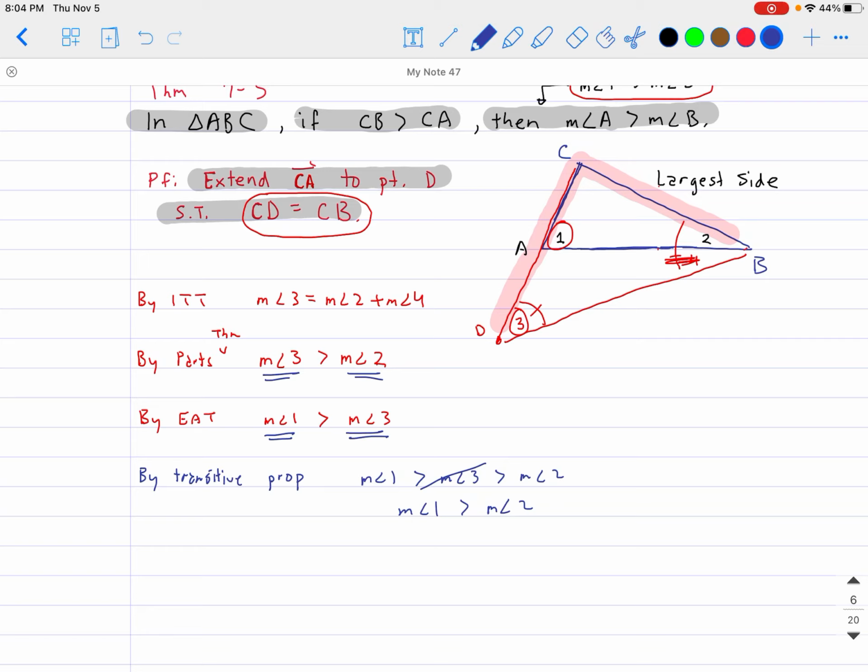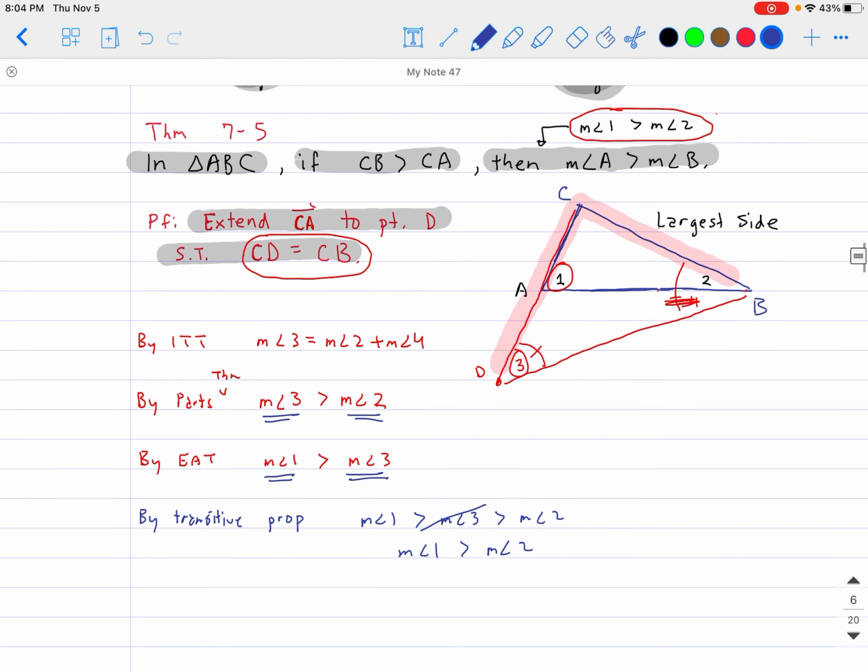Can we use it to show the other angles true? Yes, you definitely can. You can just go ahead and extend AB, if you want to look at angle C, and do exactly the same proof. But since the proof is exactly the same, we're just going to do it once and say, hey, we're pretty much done with that. All right, so there it is.